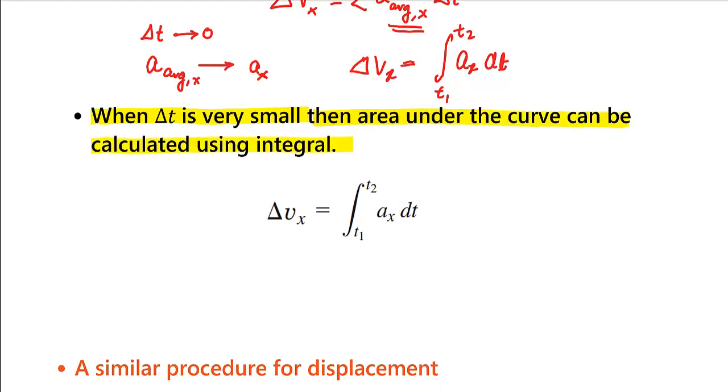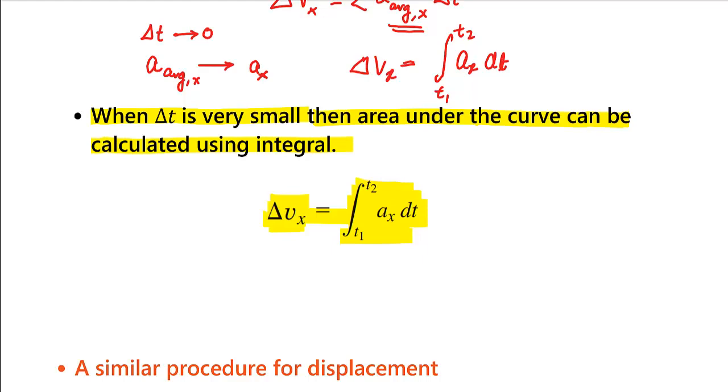So what were we doing at that time? We were calculating the area under the curve. That was the rectangular area. If you sum all these rectangular areas, that was the area under the curve. Now if delta t is very small, then this discrete summation can be exchanged with the integration, and that's what we have here. That is ax dt, and I integrate between time t1 and t2. That will give me the change in velocity between time t1 and t2.